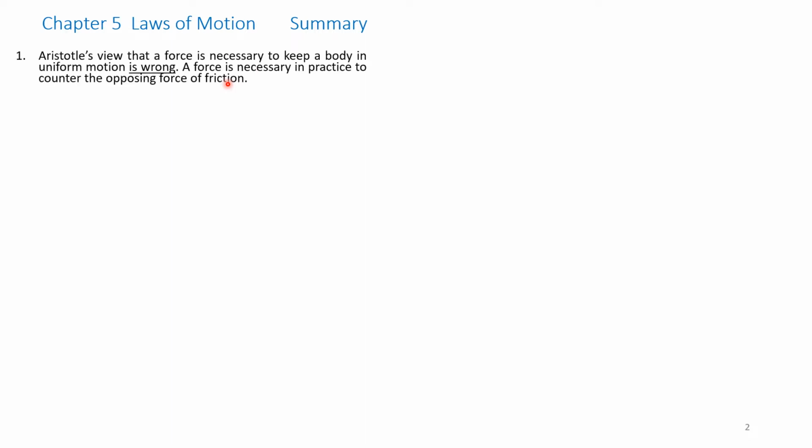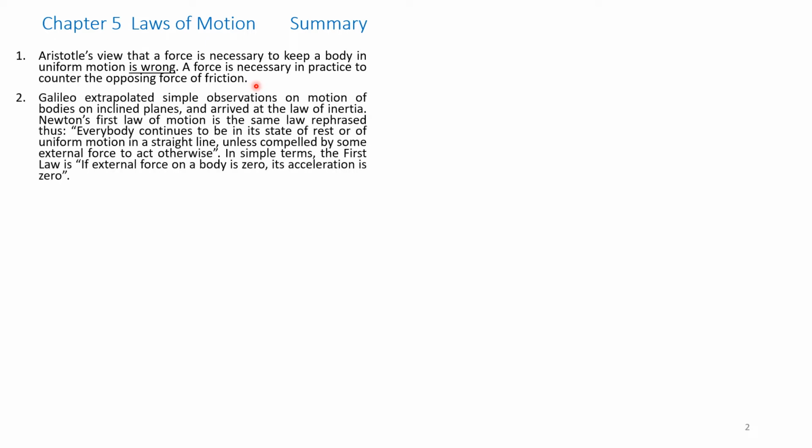Now we will take up the summary part of chapter number 5 of laws of motion. We will quickly revise what we have learned in all these chapters. Point number 1. Aristotle's view that a force is necessary to keep the body in uniform motion is wrong. A force is necessary in practice to counter the opposing force of friction.